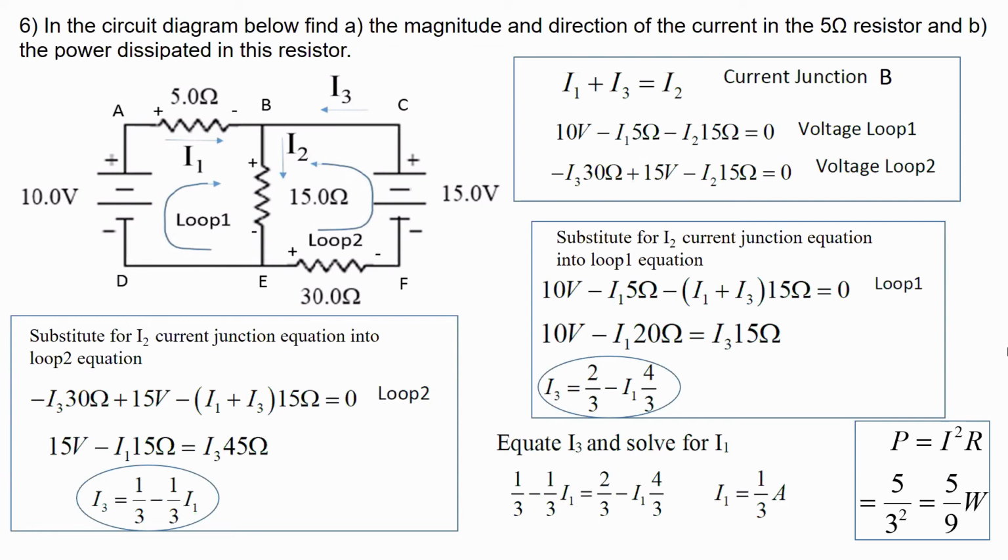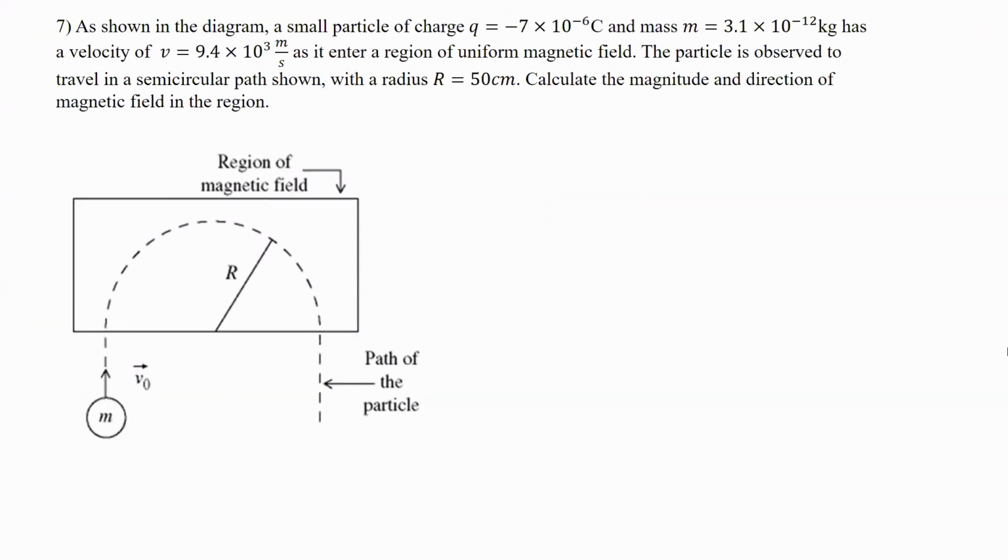Okay, we'll do a magnetic field problem next. In this diagram, I have a particle of charge -7 times 10 to the -6 coulombs. Note the minus sign. And it has a mass of 3.1 times 10 to the -12 kilograms.